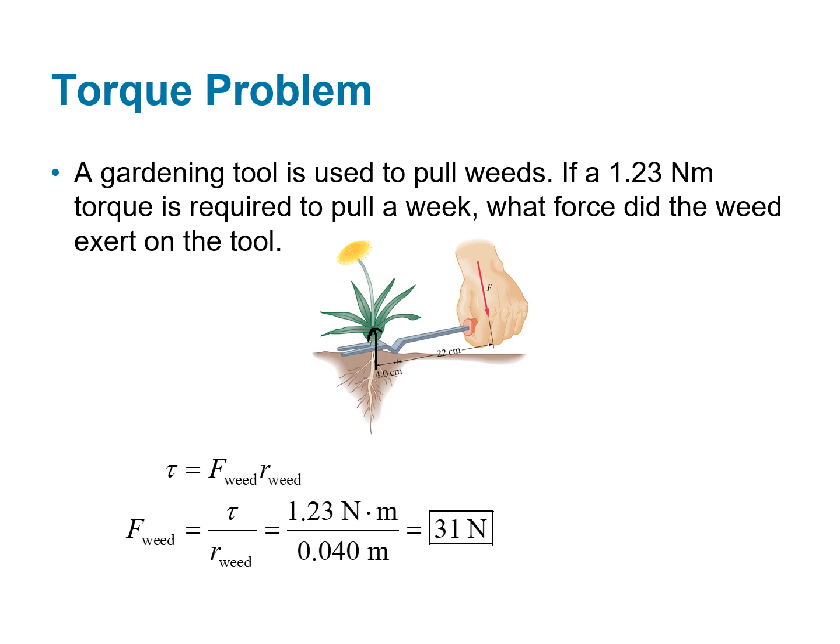So if 1.323 Newton meters of torque is required to pull the weed, then what force did the weed exert on the tool? So I need to use the radius from the pivot point here to the weed because it's asking me for the force that the weed exerted. So the torque is equal to the force times the radius. Just rearrange the equation solving for force and take torque divided by the radius. So here's the torque that I was given, there's the radius in meters, and that gets me a force of 31 newtons.